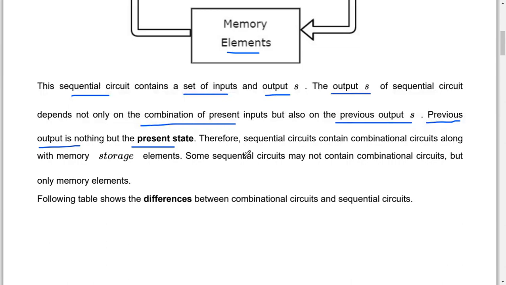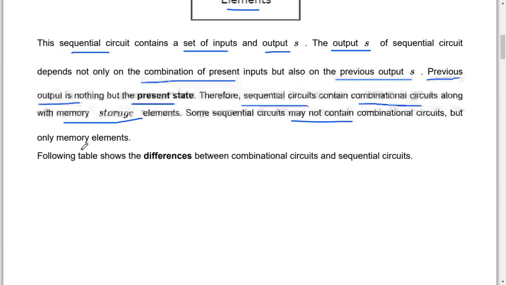Therefore, sequential circuits contain combinational circuits along with memory storage elements. Some sequential circuits may not contain a combinational circuit, but only memory elements. The following table shows the differences between combinational circuits and sequential circuits.